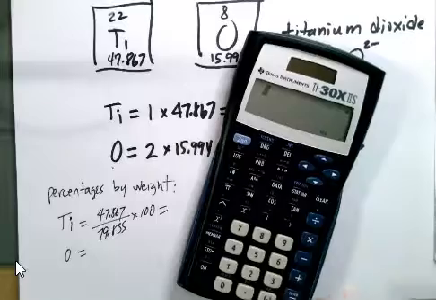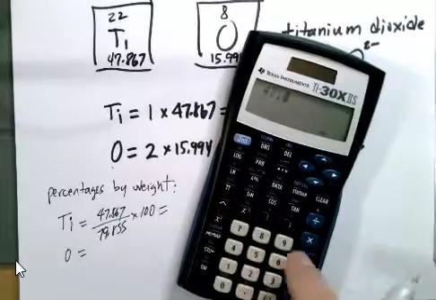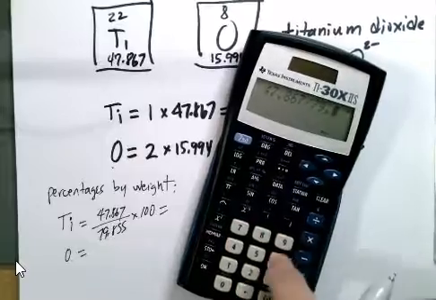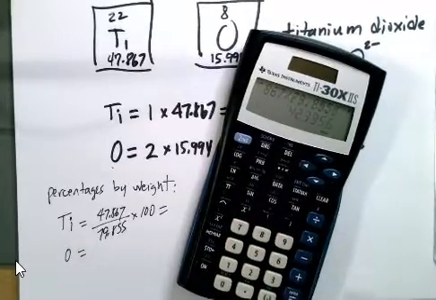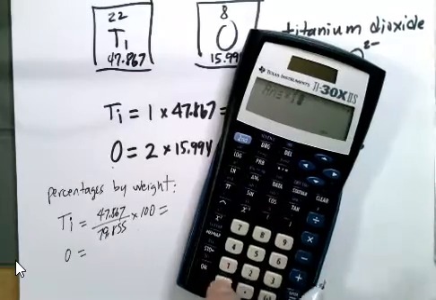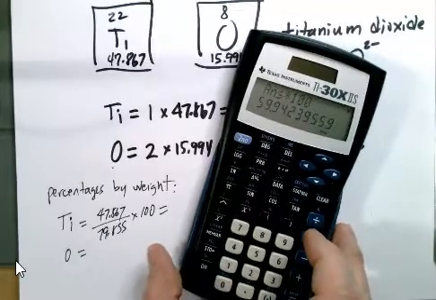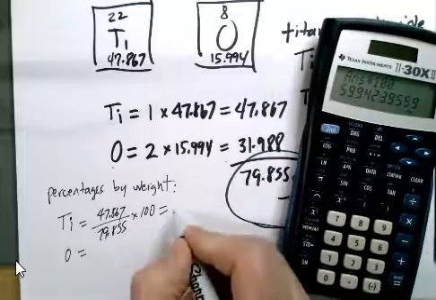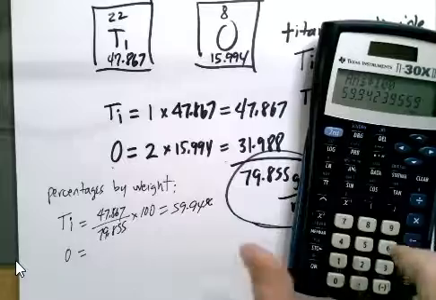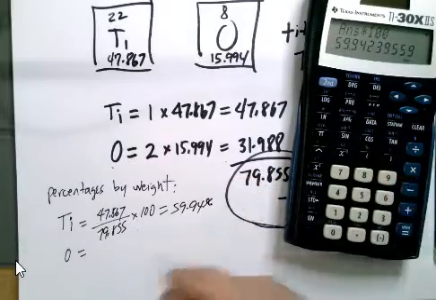On and clear. 47.867 divided by 79.855. That looks reasonable. 0.599 times 100. 59.94. 59.94%. Let's look at oxygen real fast.